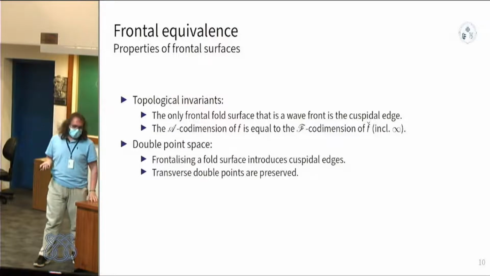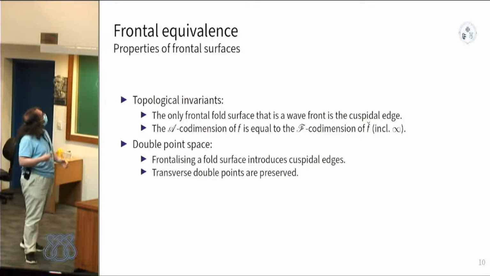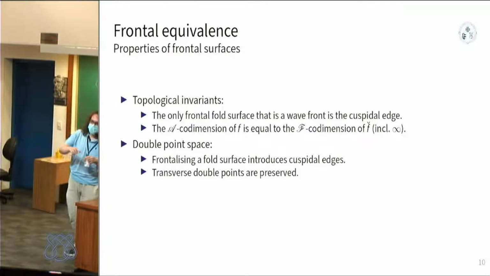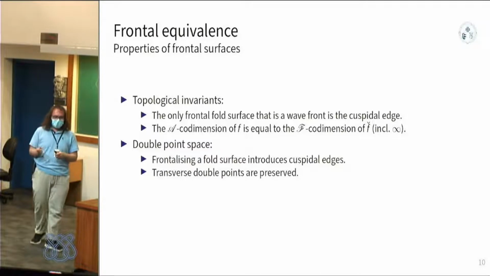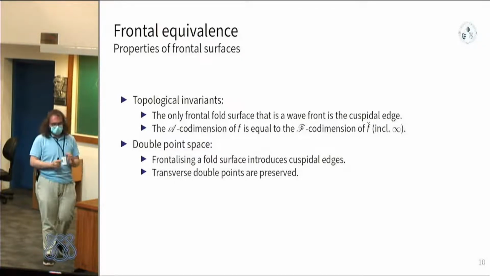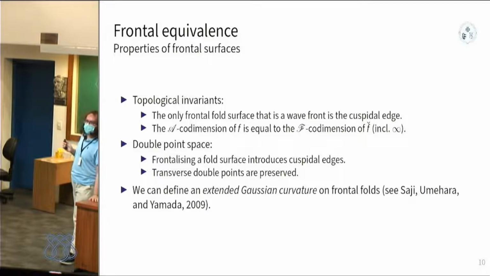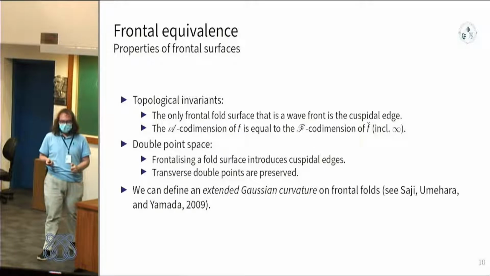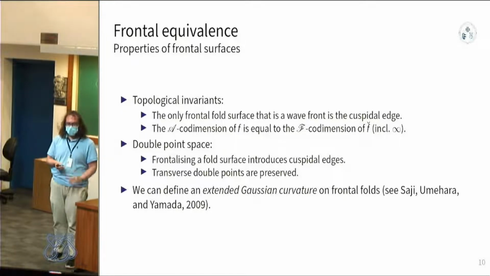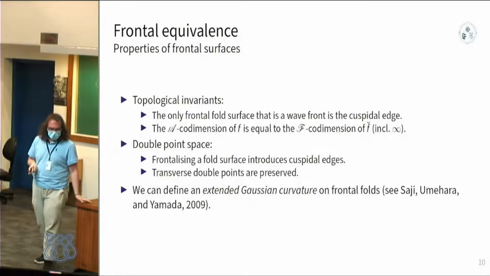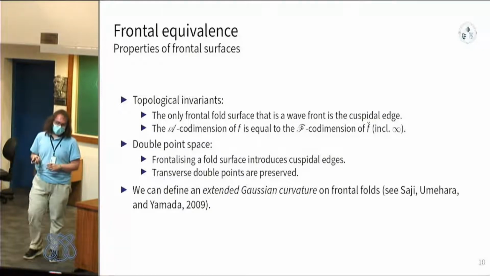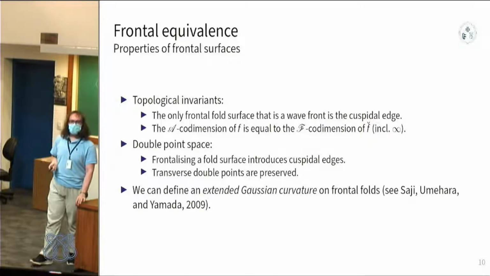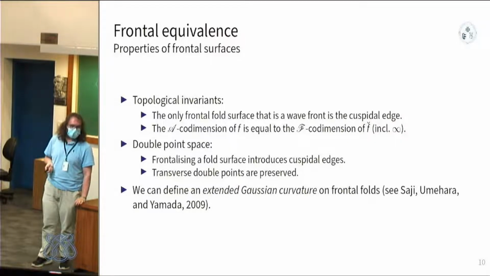Now, regarding double point space, we will explore the double point space in more detail later on, but just saying that frontalizing a corank one surface introduces creasing, cuspidal edges, and that the transverse double points are preserved. And now, to give a little more geometry into this talk, we can define an extended Gaussian curvature on the frontal folds. This extended Gaussian curvature was introduced by Saji, Umehara and Yamada in their 2009 article, The geometry of fronts.